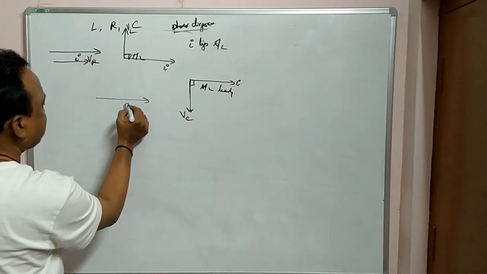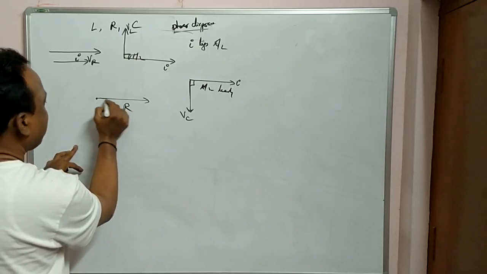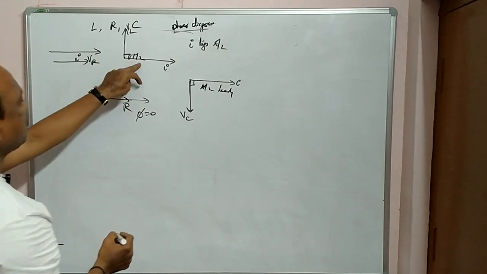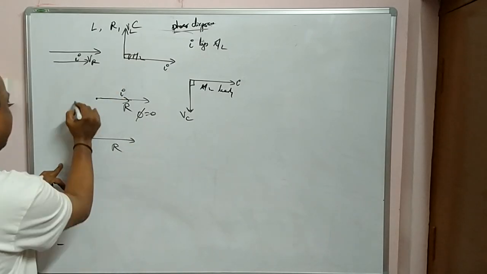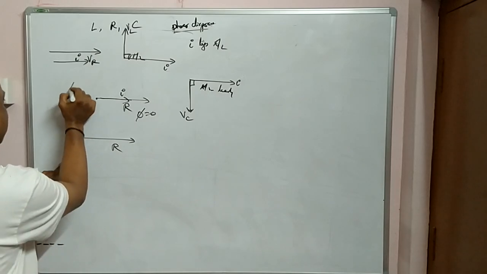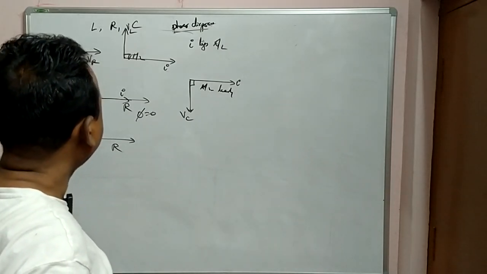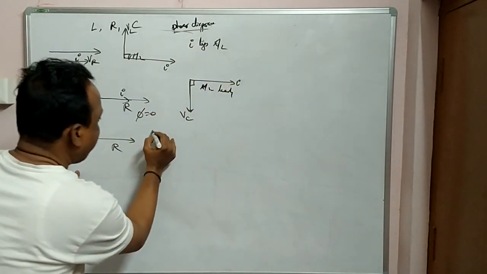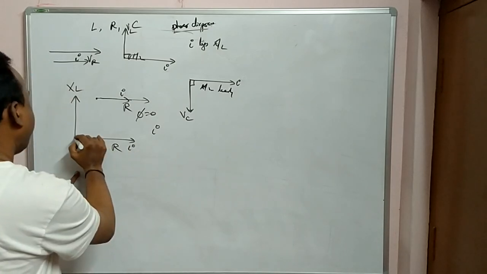Look, resistance same direction, pure resistor, current is also in the same direction. Phase difference is 0. But pure inductor, what happened? Current, resistance same direction, inductor, that is XL, will be in this direction. When pure inductor is there, current is lagging.